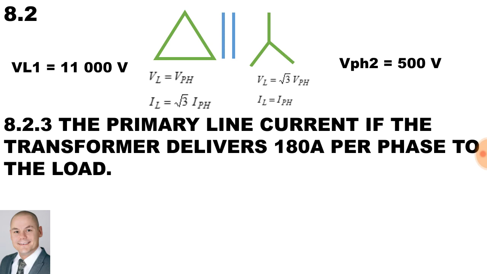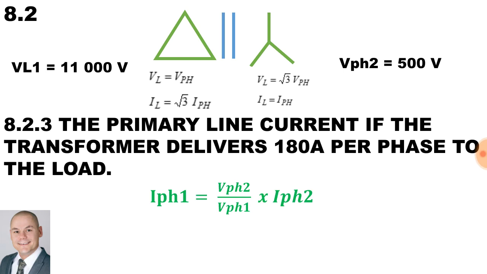Calculate the primary line current if the transformer delivers 180 amps per phase to the load. So the question here is asking for the primary side line current if the transformer delivers 180 amps per phase to the load. It means that on the secondary side, which is the load, IL is equal to I phase. Therefore, it will be 180 amps on the secondary side. Right, the problem we face is that we don't have any current on the primary side. So what we need to do is first calculate the phase current for the primary side.